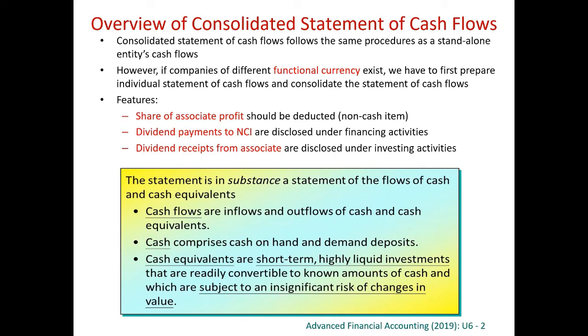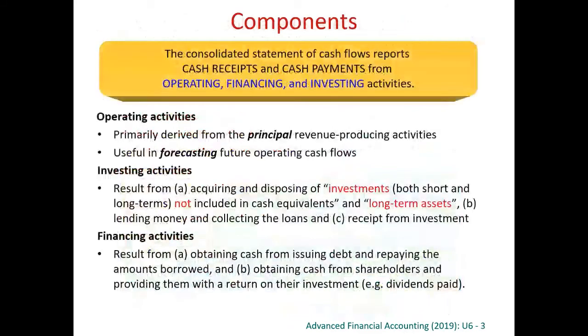Basically, we understand that cash in a statement of cash flow includes not only cash but also cash equivalent. Cash comprises cash on hand and demand deposits, but in addition, the statement of cash flow also includes something called cash equivalent. Cash equivalents are short-term, highly liquid investments that are readily convertible to a known amount of cash, which are subject to an insignificant risk of change in value. So basically, a consolidated statement of cash flow will try to classify the cash flow into one of these three activities, which are operating activities, investing activities, and financing activities.